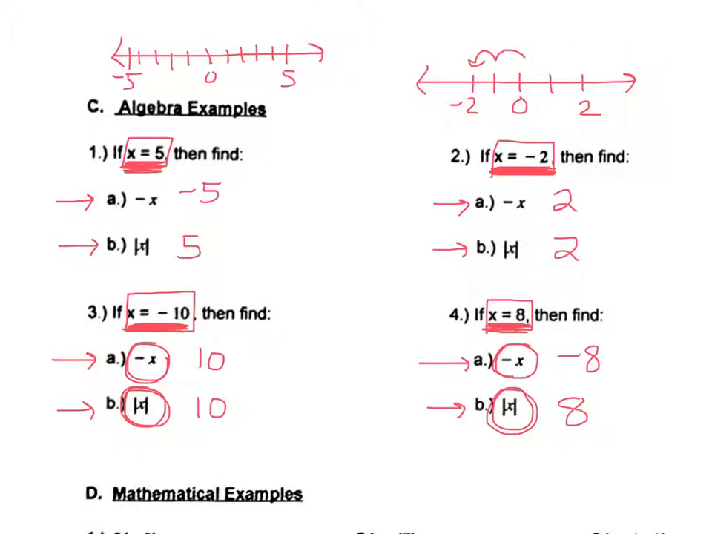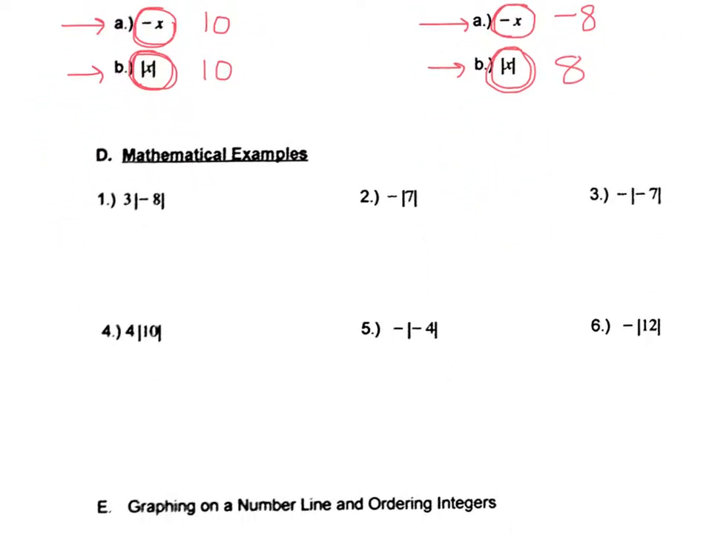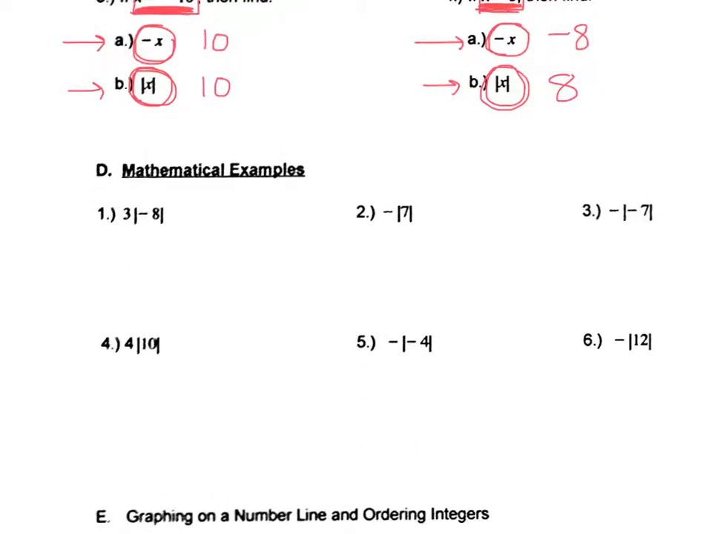All right, a few more. Some math examples. So this time, no algebra, just math. All right, absolute value is a grouping symbol, so you take care of it first in a problem. So the first thing I do is the absolute value of -8, which is asking me how many steps does it take me to get to -8? It takes me 8 steps, but then I have to multiply that by 3, and 3 times 8 is 24.